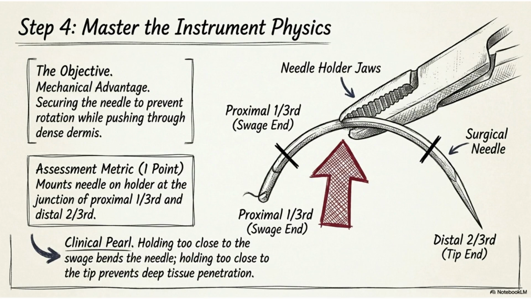Step 4 is mastering instrument physics for mechanical advantage. Secure the needle on the holder at the junction of the proximal 1/3 and distal 2/3 to prevent rotation. Holding too close to the swage bends the needle, and too close to the tip prevents deep penetration.